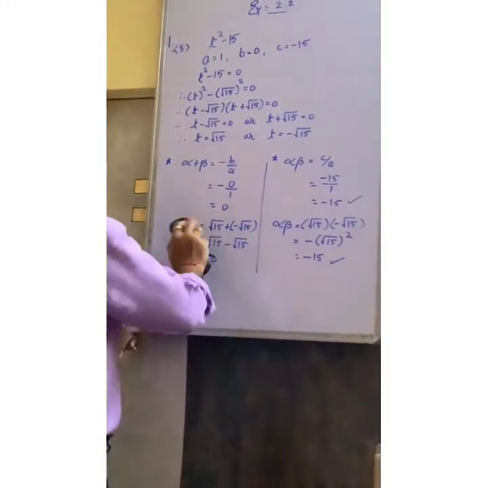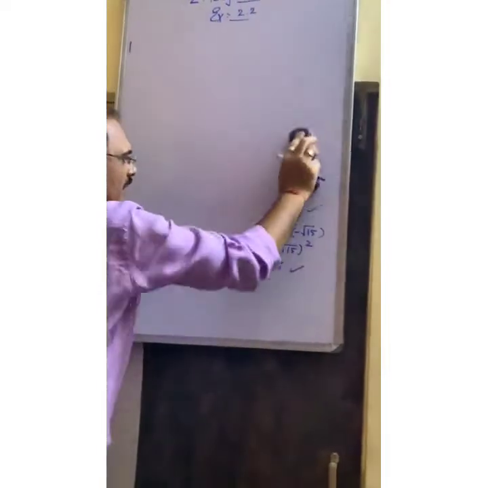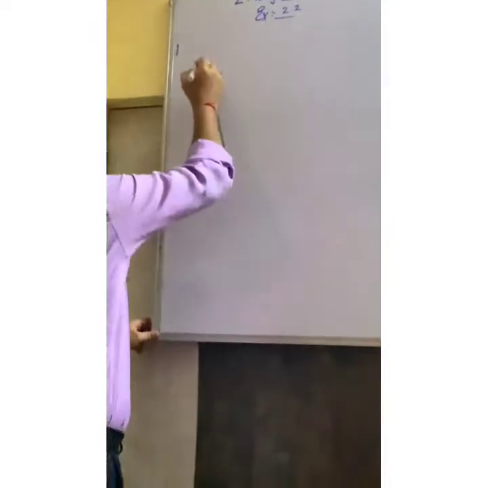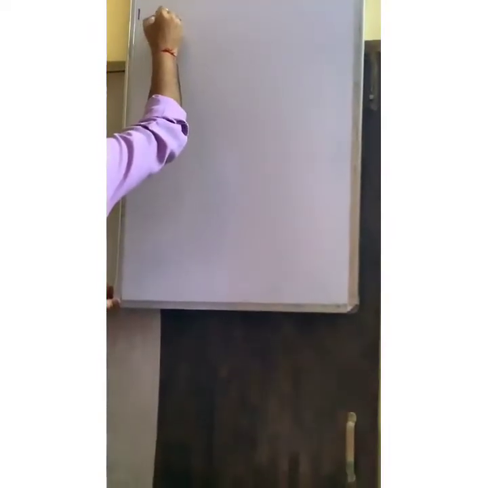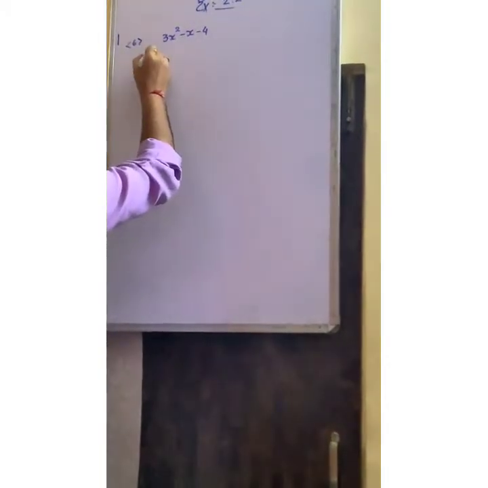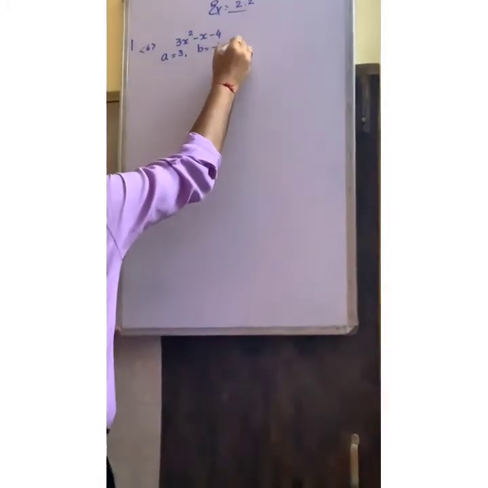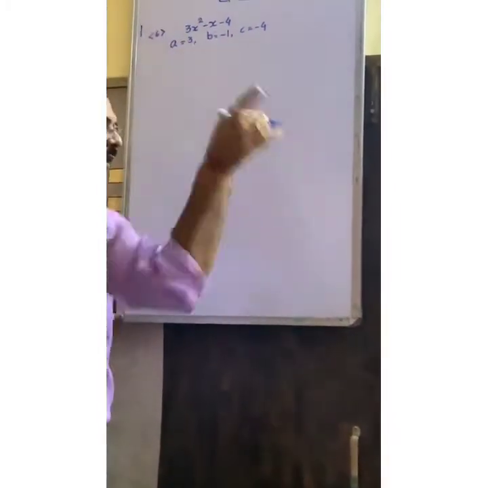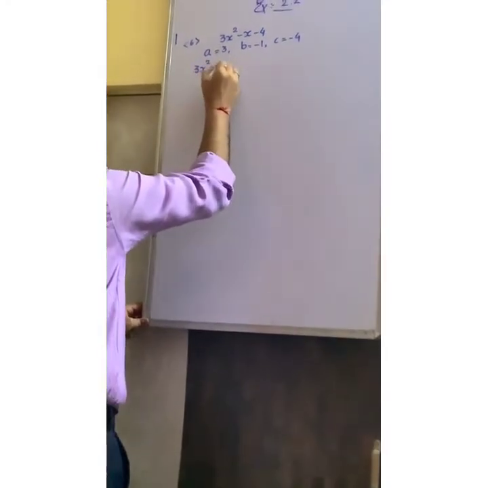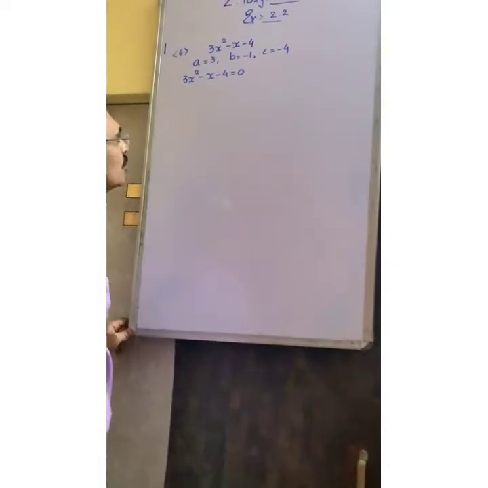Now, 6th number, same way, same style. 3x square minus x minus 4. Compare, a equal to 3, b equal to minus 1, c equal to minus 4. You have to write with sign. Now write 3x square minus x minus 4 equal to 0 because you want to find zeros. So write it equals to 0.